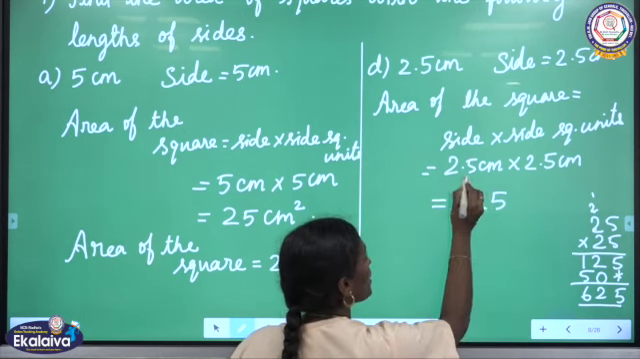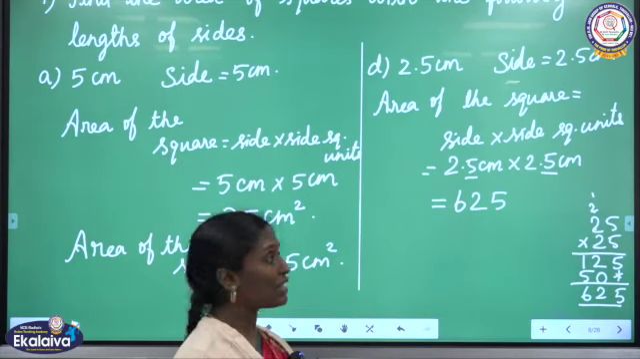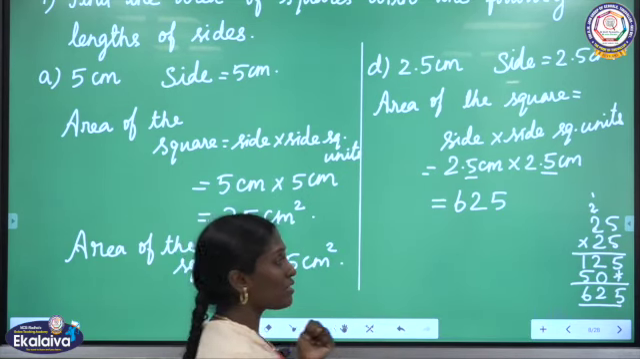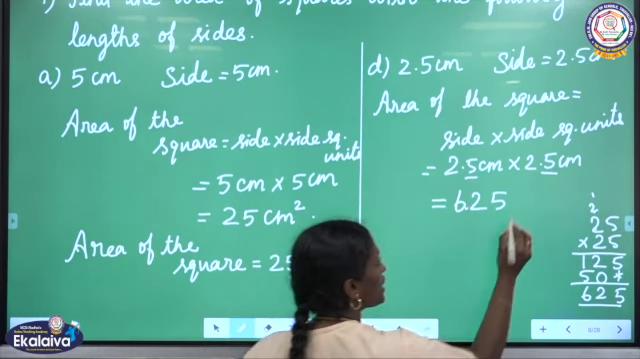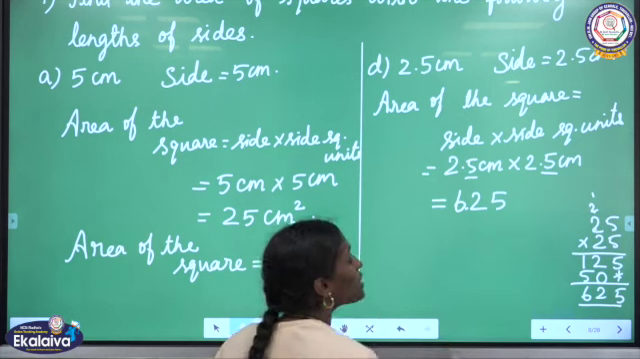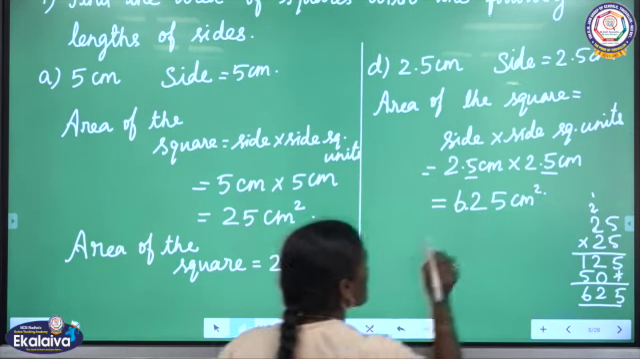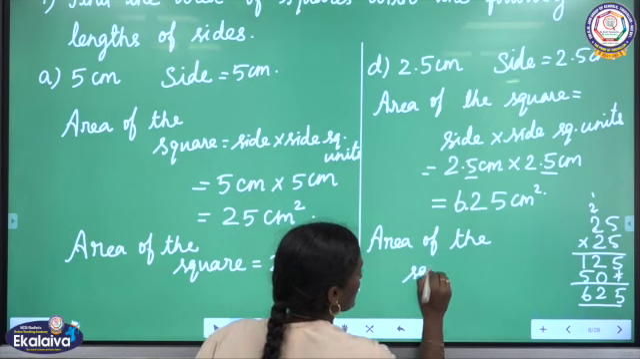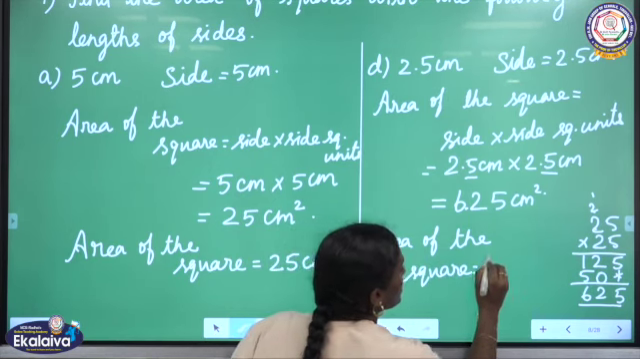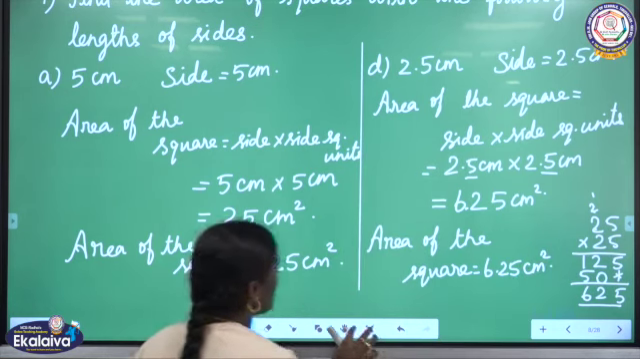Here how many decimal places are there? Here 1, here 1. Totally 2 decimal places are there. So we need 2 decimal places in the answer. From the last, before 2 digits, we have to keep the decimal point. Then the number will become 6.25 centimeter into centimeter, centimeter square. So area of the square is equal to 6.25 centimeter square. Is it clear, children?